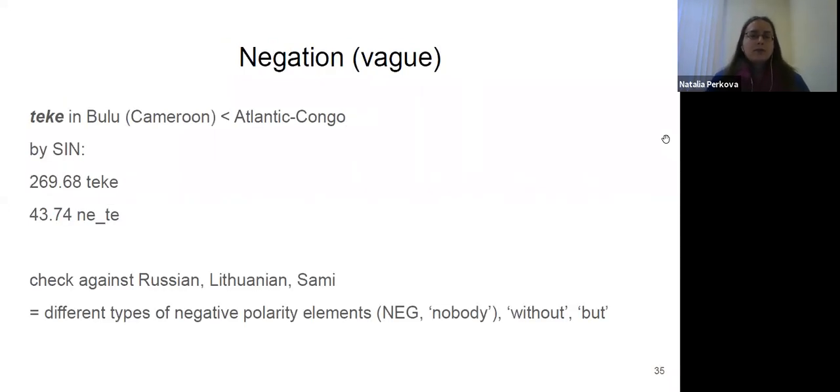Then there are many languages which give very vague negative elements. So when I tried to check this language, I got a range of negative polarity elements, like ni in Russian, I don't know, nobody, and also character markers and something like bot actually.